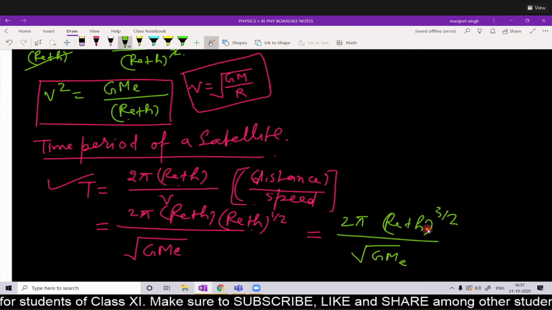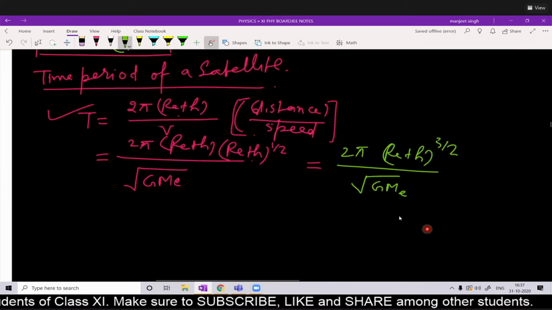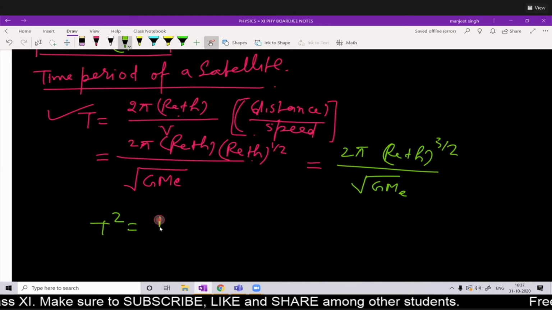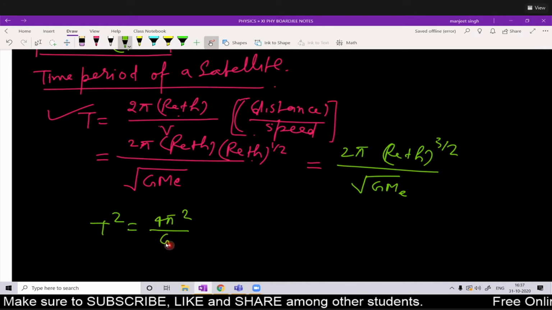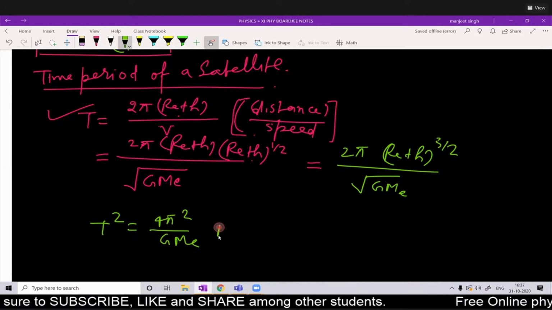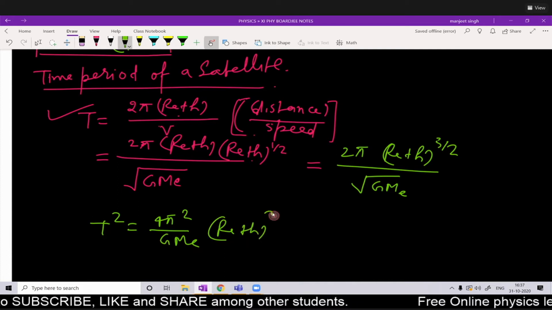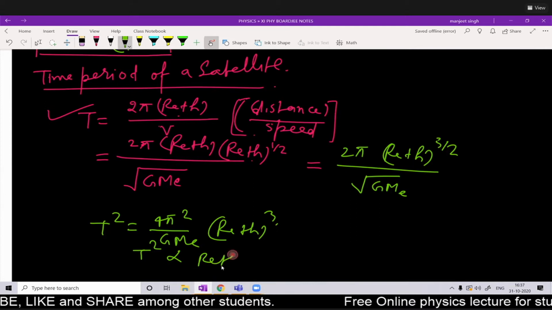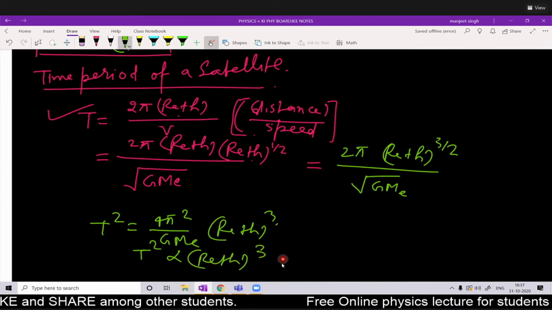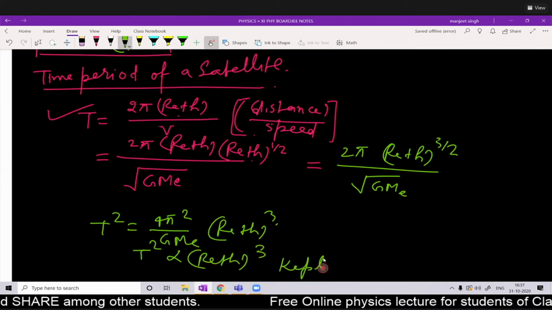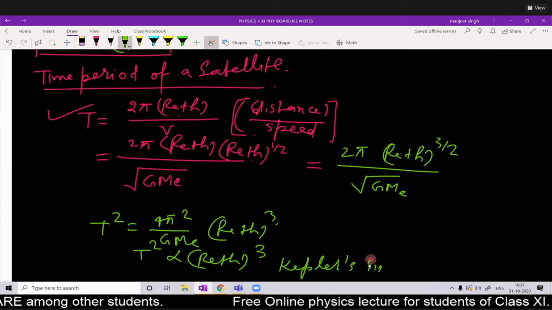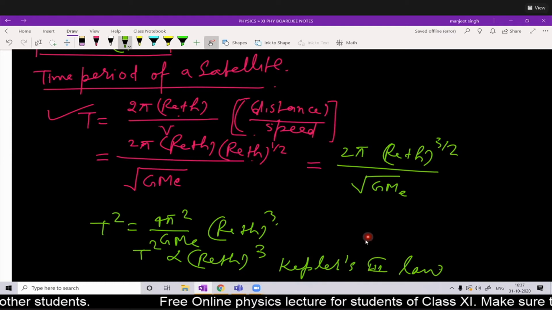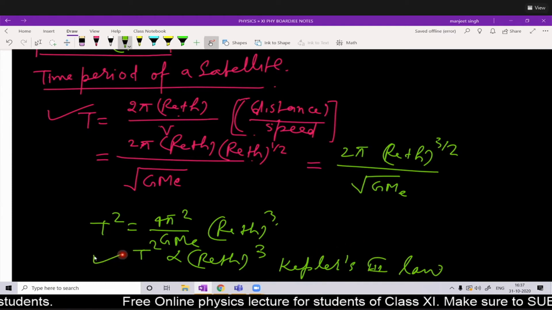Now you can very readily see, if you square this factor, that comes out to be 4 pi square upon GME times (Re plus H) whole cube. That means T square is proportional to (Re plus H) whole cube. It implies Kepler's law, Kepler's third law. So each and every planet and satellite is following Kepler's third law of motion.